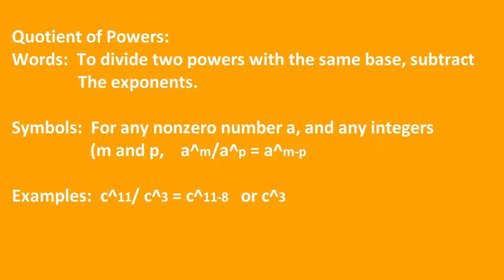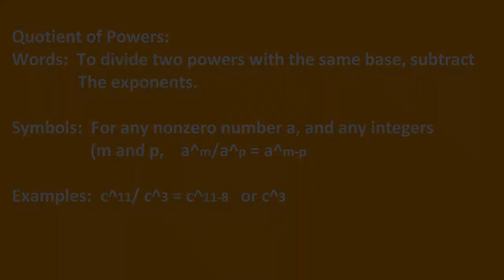Quotient of powers. Words: to divide two powers with the same base, subtract the exponents. Symbols: for any non-zero a and any integers m and p, a to power m over a to power p is equal to a to power m minus p. Example: c to power 11 over c to power 8 is equal to c to power 11 minus 8, or c to power 3.